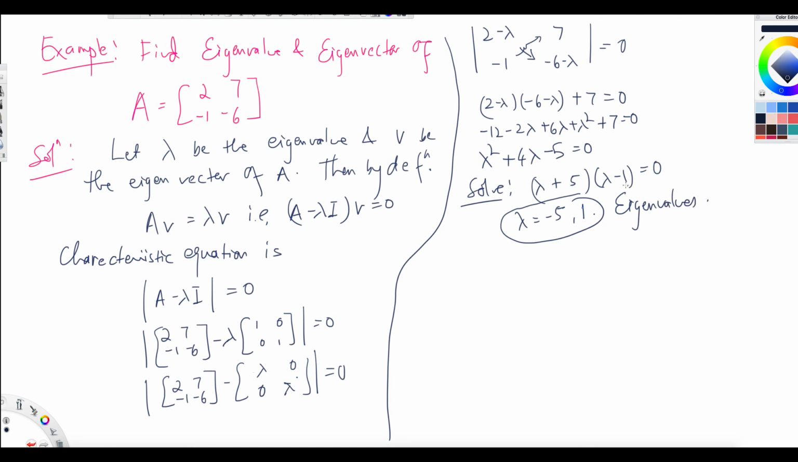How do I find out the eigenvector? Eigenvector will be the one that takes A to the same vector, right? So how do I do that? Now to find out the eigenvector, let me write down for eigenvector.